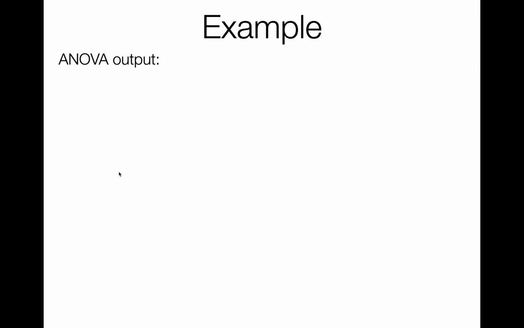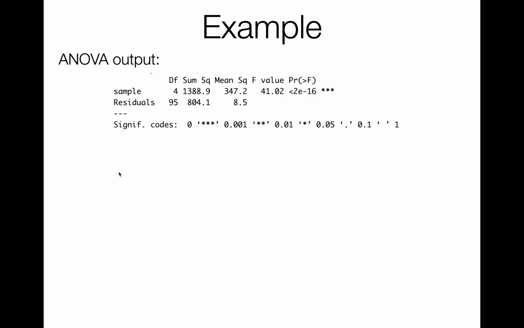Here's the ANOVA output. This is what you'll see no matter what type of software you use, Minitab, StatCrunch. This is R. It's going to look like this. There are a lot of numbers here. Some of them represent between group variation, and some of them represent within group variation. But you'll notice that here is the F value. This is your test statistic. And then here is the p-value. Our test statistic is 41.02, which is very large.